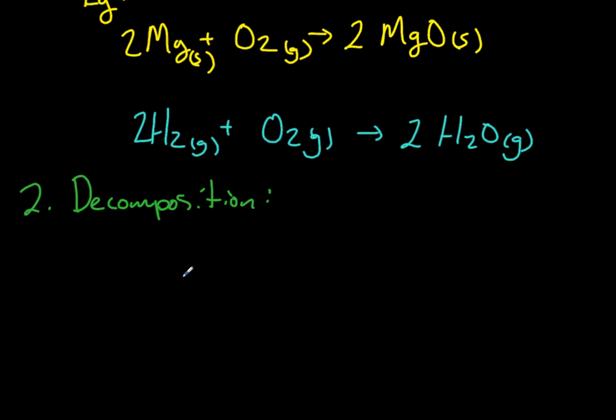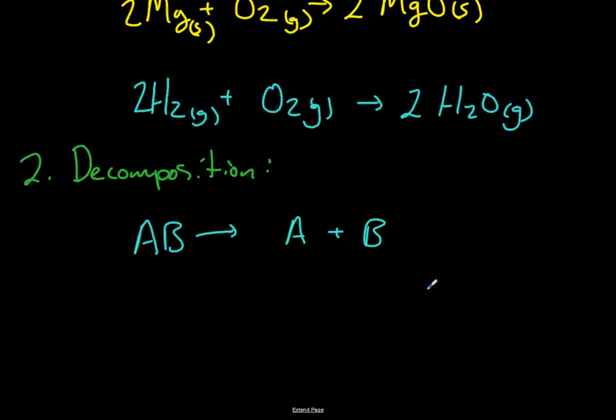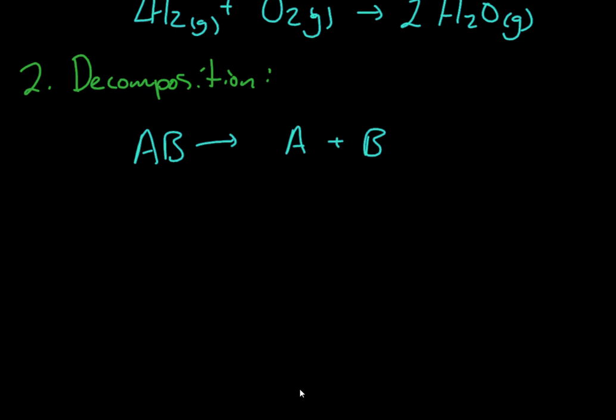So decomposition is essentially just the exact opposite of synthesis. So you're going to have, oops, let's change the color, something like AB reacting to form A and B. I'll show you an example of one that we're going to do as a demonstration tomorrow. So it looks like this. Peroxide. And it'll fall apart into H2O plus O2.